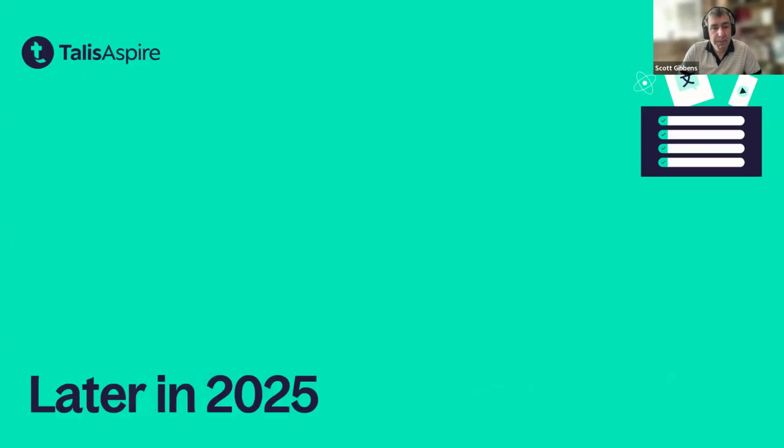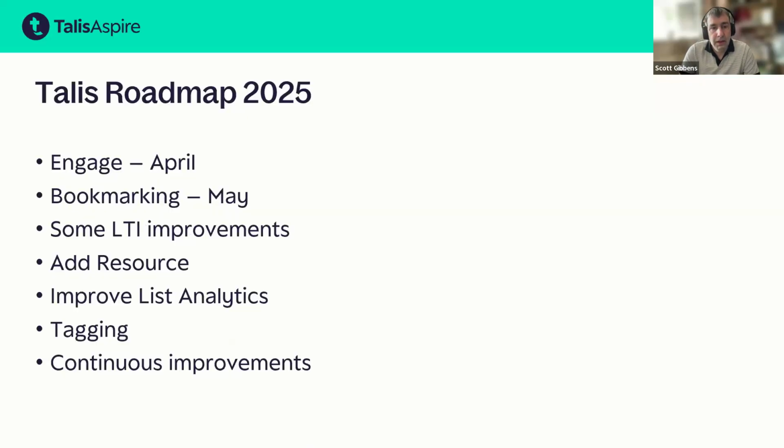The next screen one. So just a quick update on what we've got planned later and for the rest of 2025. So we've got Engage coming in April, Bookmarking coming in May, all going well. We've got a few LTI improvements that we're looking at. And after that, we've got Add Resource, which I just talked about. We've got some work to improve list analytics, which are well in need of an overhaul. And we've been looking at what those might entail.